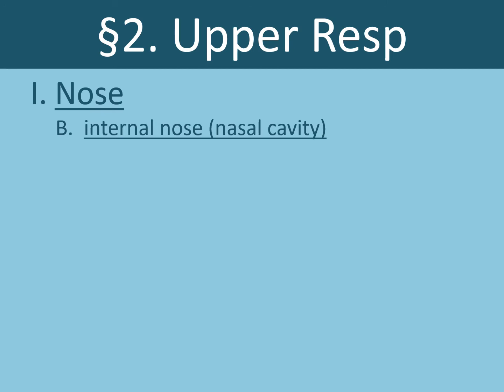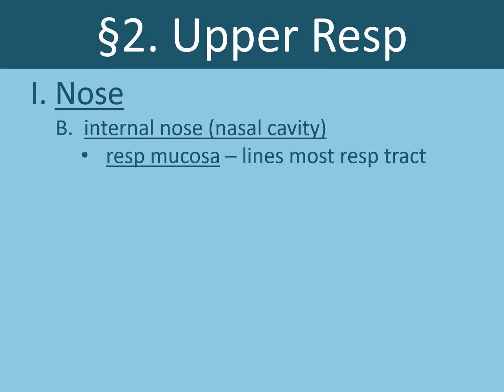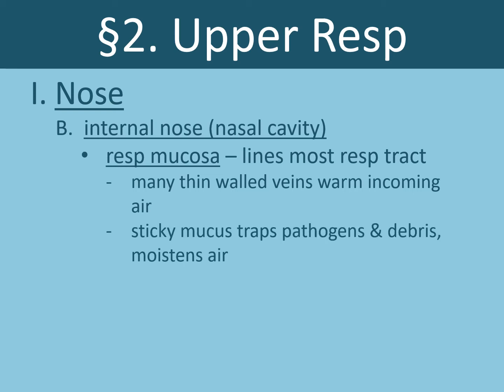Our nasal cavity is lined with a type of epithelium called the respiratory mucosa. In fact, this lines most of the respiratory tract. The respiratory mucosa contains many thin-walled veins that help warm incoming air. The respiratory mucosa also produces mucus. This mucus is sticky and helps trap pathogens and debris and helps moisten the incoming air.